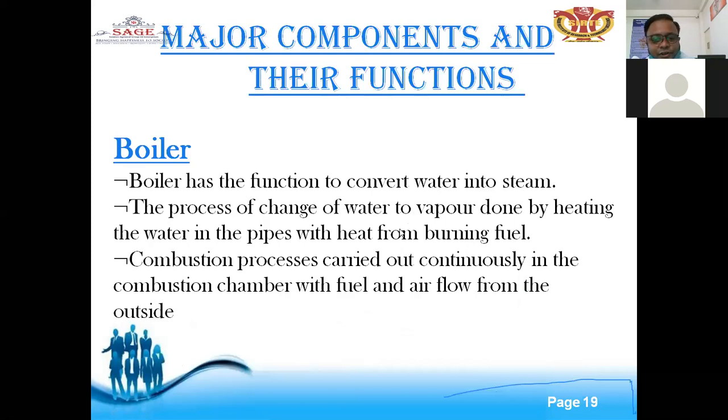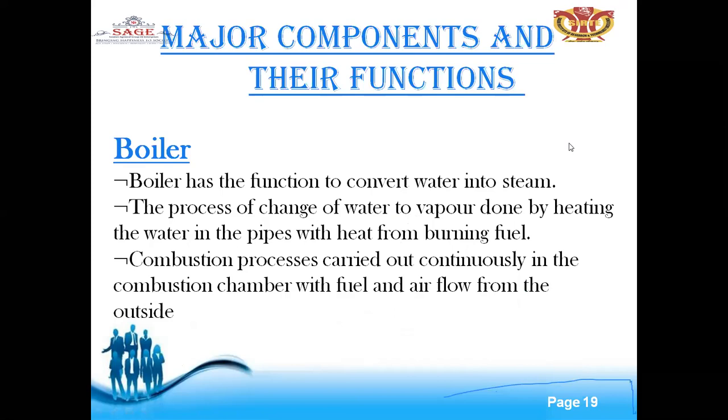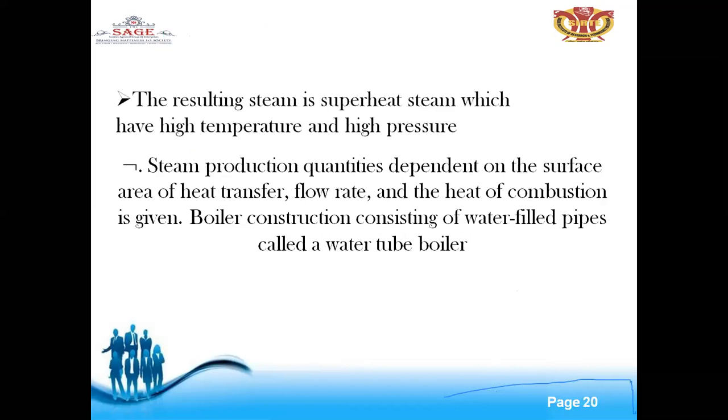The process of changing water to vapor is done by heating in the boiler, heating the water in the pipes with the heat from the burning of fuel. The combustion process is carried out continuously in the combustion chamber with the fuel and air flow from outside. The resulting steam is superheated steam, which has high temperature and high pressure. Steam production quantity depends on the surface area of heat transfer, the flow rate, and the heat of combustion given. Boiler construction consists of water-filled pipes, called water tube boilers.